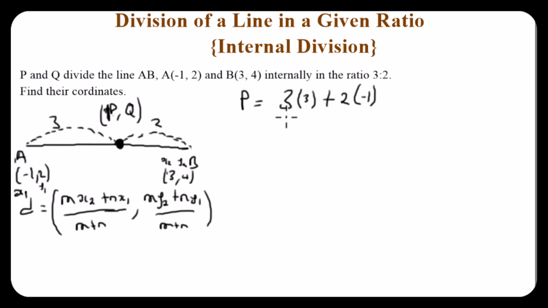Then we just add the ratios together to get the value of P. 3 times 3, that's 9, plus 2 times minus 1, so that's negative 2. So we have 9 minus 2, which is 7, and the denominator is 3 plus 2, which is 5. So our answer here is 7 over 5.